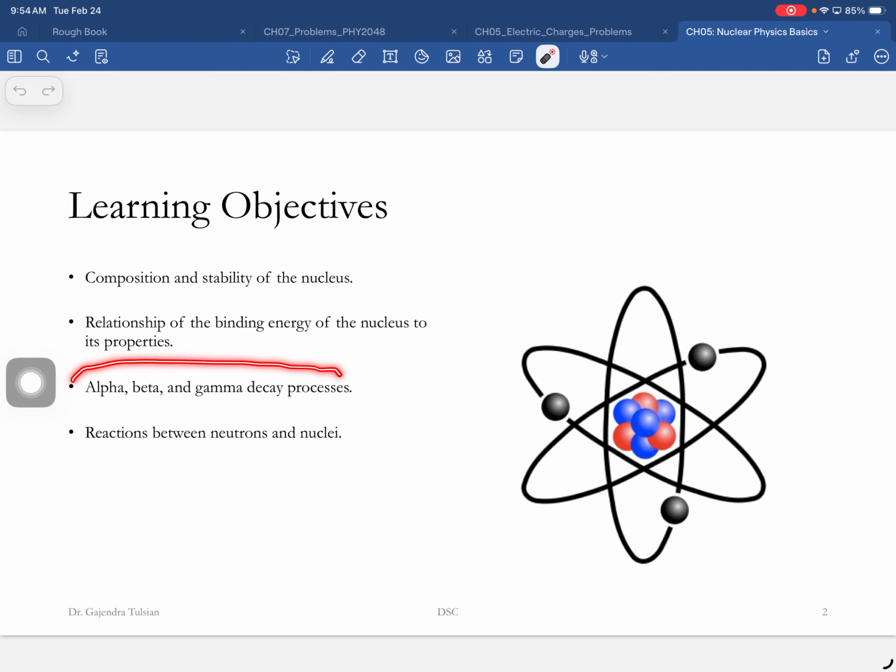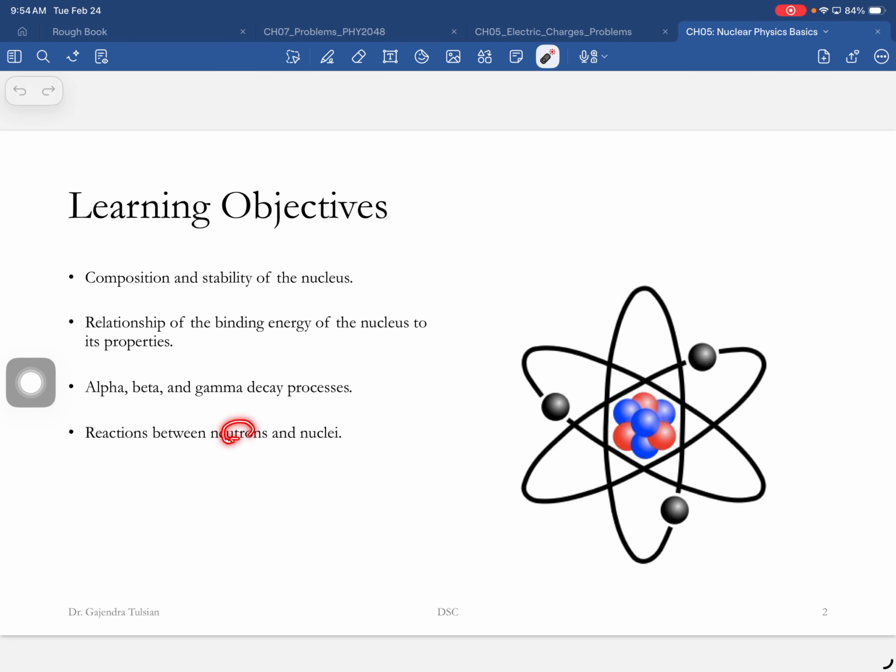If this nucleus is unstable, it will decay radioactively. And this guy can decay one of three ways: alpha, beta, and gamma decay processes. We'll talk about that. Everything we're talking about is about this fellow in the next two chapters.